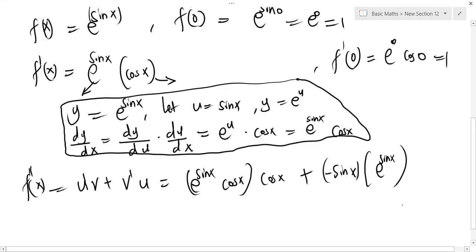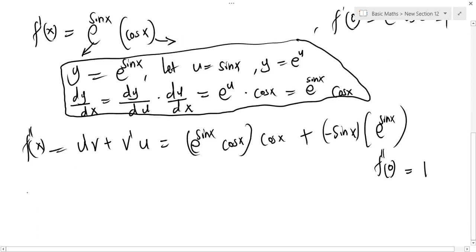So what is our f double prime of 0? Replacing with 0 where there is x, we will have 1, 0, 1. So we have 1 here. And then because of sine, sine of 0 is 0. So this just gives us 1. Then let me write this nicely. The f double prime of x, we will have it as exponential sine x cos squared x minus sine x exponential sine x. And now we want to evaluate f third prime of x.